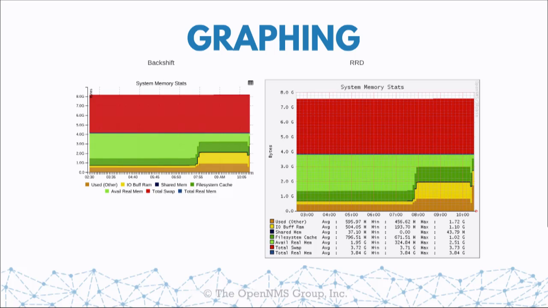On the right, you'll see the graph generated by RRDgraph. And on the left, you'll see the one by Backshift using that same graph definition. So they look pretty similar.